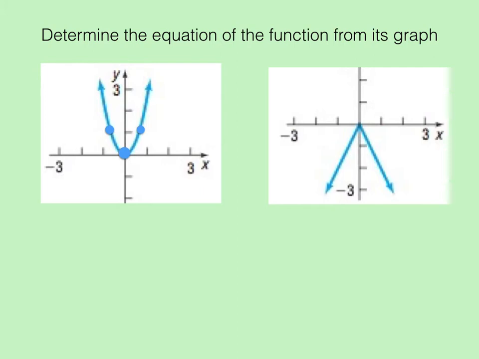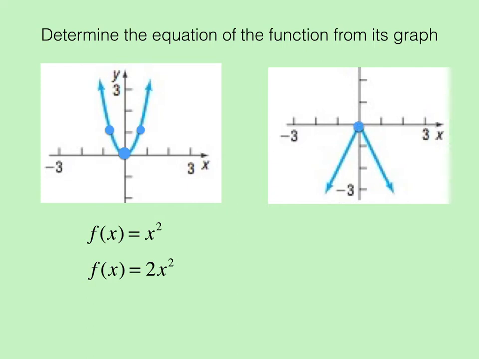So we start with f of x equals x squared. But what I notice is this particular curve is actually twice as steep as the parent function. So that's why I need the 2 in front of the x squared term.